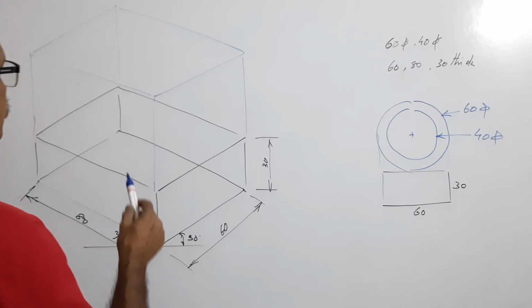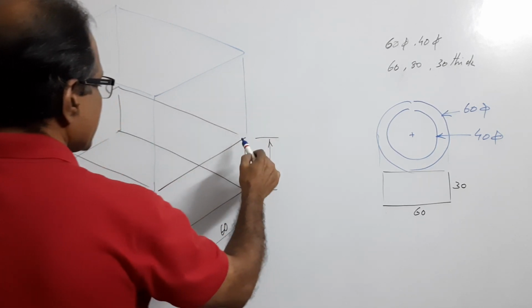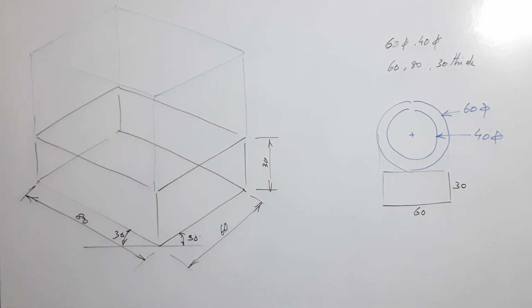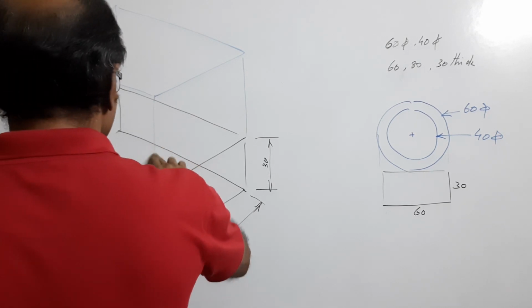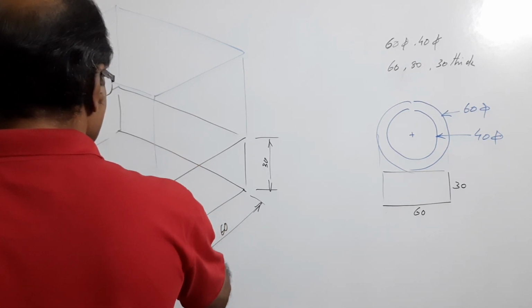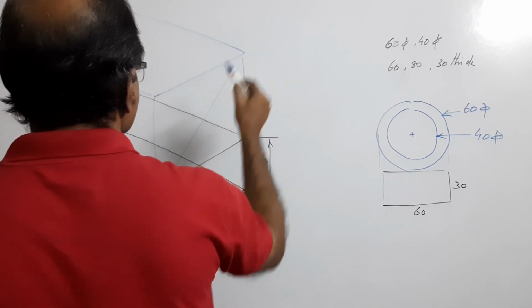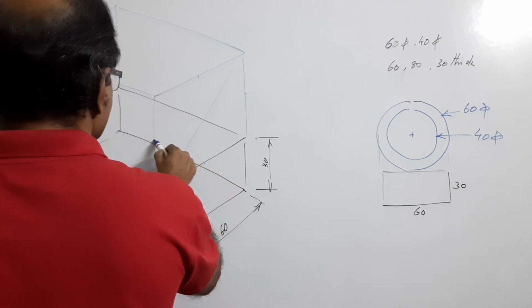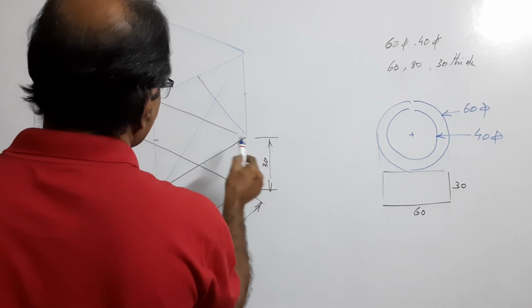Now, this is a rhombus actually. Join the larger diagonal. Find the centers of the sides. Join them to the obtuse angle.